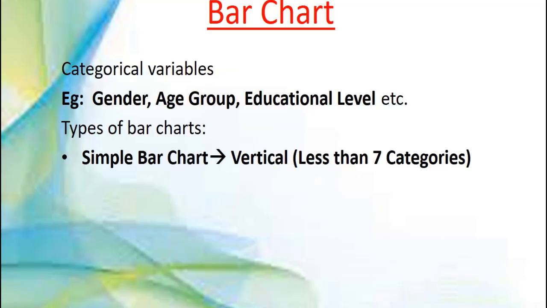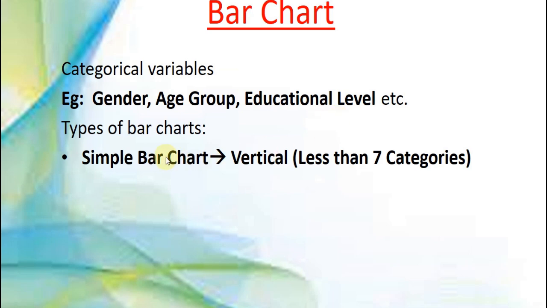Let us see bar chart in a detailed manner. Already we know categorical data are used to present a bar chart. Examples: gender, age group, education level. So these are some categorical data.